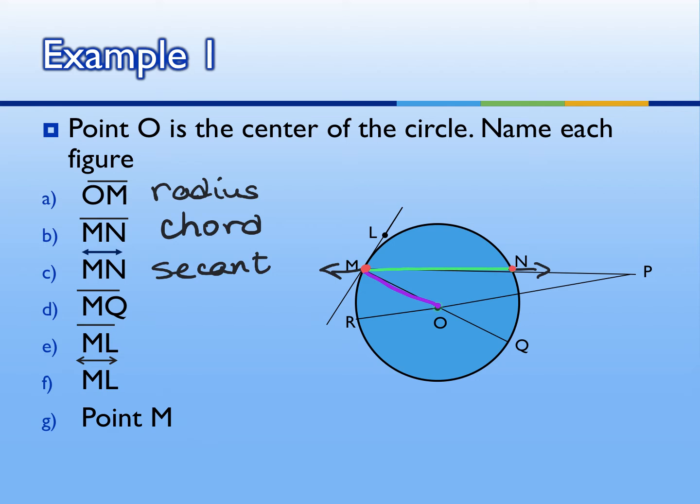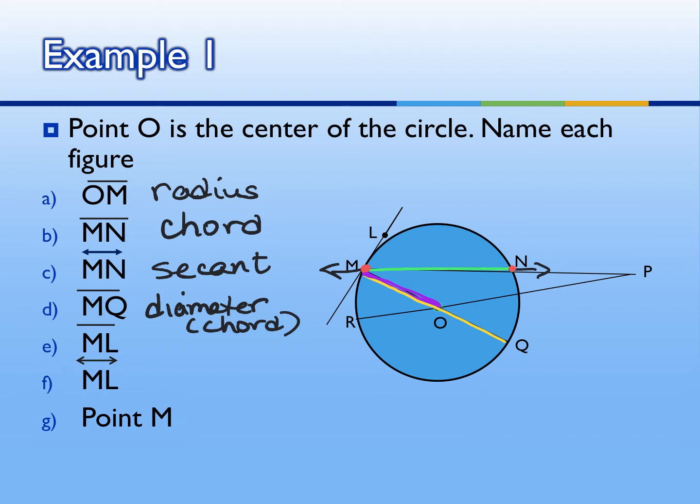MQ, this is going through the center. Let's get a different color here. So MQ is right here. And it goes through the center, which was O. And it goes from edge to edge of the circle, making this a diameter. Now, on the quiz or the test, if your answer was chord, technically it would be correct. But the better name here would be diameter. So technically this is also a chord. That would also be a correct answer.